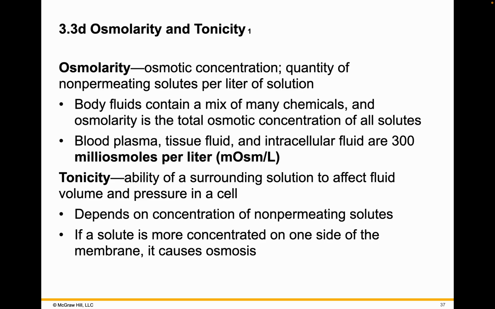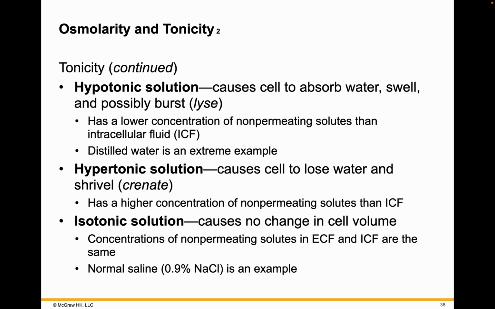If the solute is more concentrated on one side of the membrane, it will cause osmosis to occur, which gives us three possible scenarios. A hypotonic solution will cause a cell to absorb water, swell, and sometimes burst, or lyse, as we call it. That solution will have a lower concentration of solutes than the intracellular fluid, distilled water, for example. A hypertonic solution will cause the cell to lose water and shrivel, which we call crenation, and it has a higher concentration of solutes than the intracellular fluid.